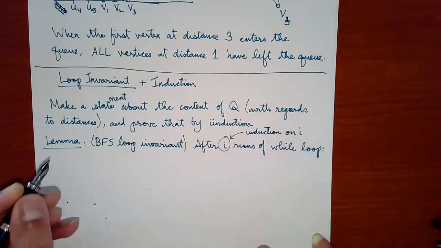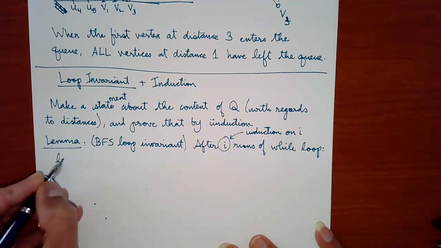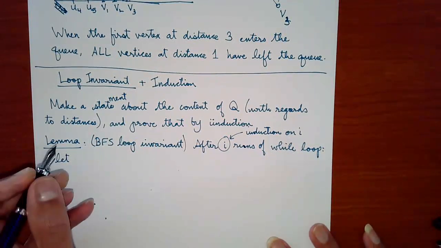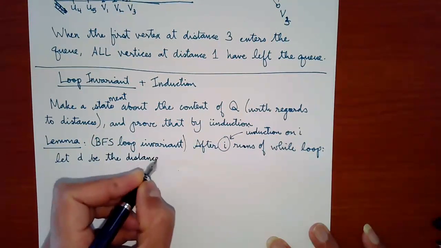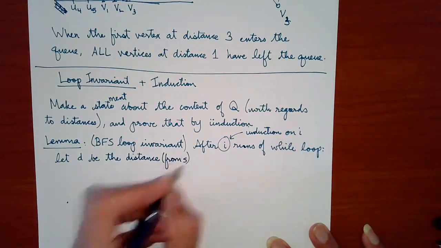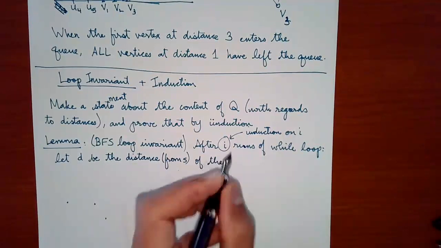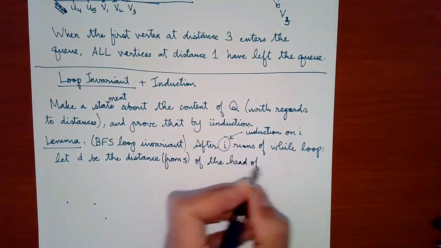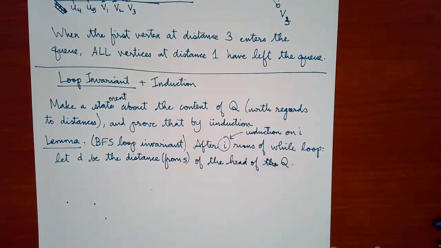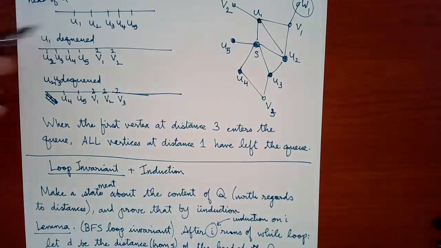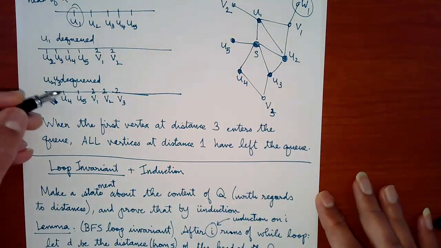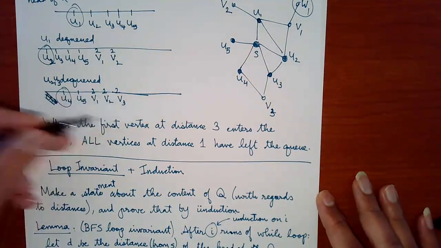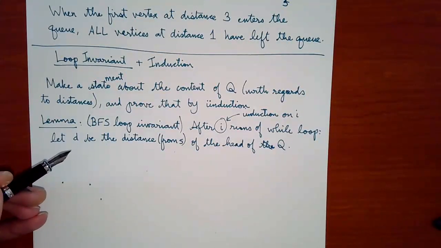After i runs of the while loop, let d be the distance from s of the head of the queue. So I'm just looking at, you've done some number of runs, you look at the queue, the status of the queue, and you're looking at the distance of the head of the queue. In all of these cases, that distance is 1, but eventually it's going to be 2, 3, and so on. So d is that.